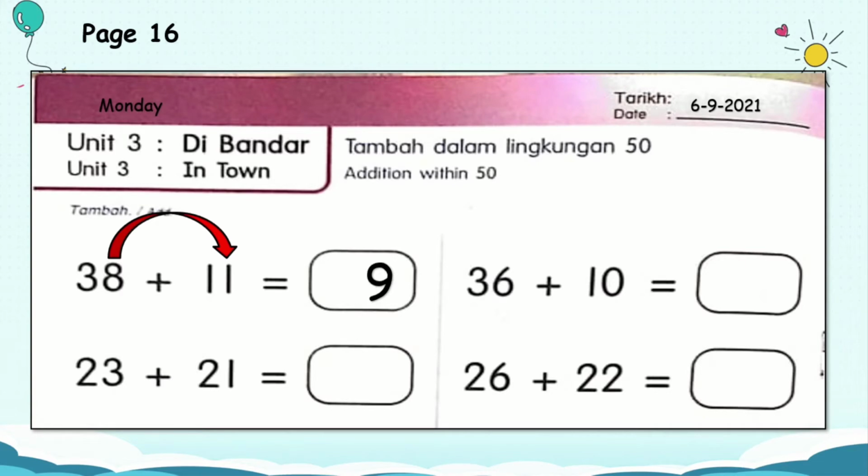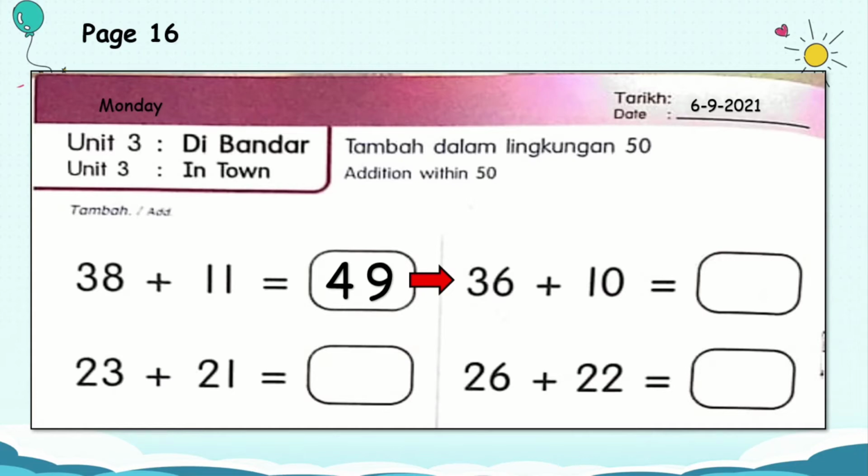Very good. And then we have to continue with the tens. 3 plus 1. 1, 2, 3, 4. Very good. So the answer will be 4. 38 plus 11 is equals to 49. Very good. Now let's move on to the next one.